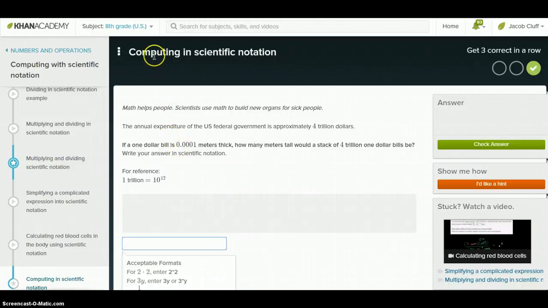So this video is about computing in scientific notation. This first example says that a $1 bill is 0.0001 meters thick. And then how many meters tall would a stack of $4 trillion be? We're going to answer in scientific notation, and for reference, $1 trillion equals 10 to the 12th.